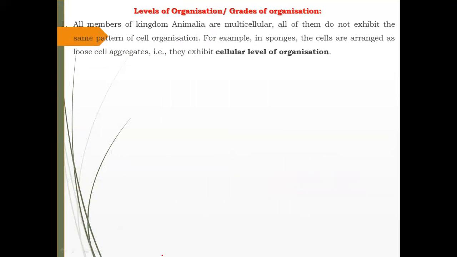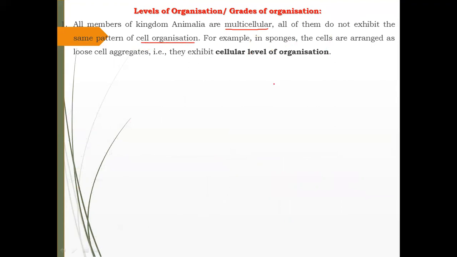Next important point is level of organization or grades of organization, means formation of body. We have to see how the body formation has happened. All the members of kingdom Animalia are multicellular. All of them do not exhibit the same pattern of cell organization.